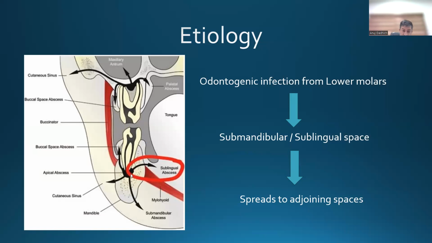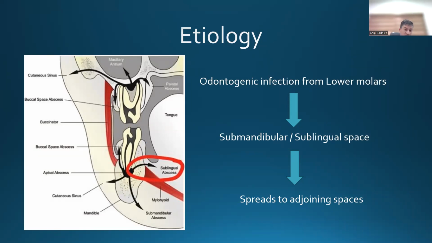And from this periapical area, if the disease perforates the lingual cortical plate superior to the attachment of mylohyoid muscle, see this red muscle, this is mylohyoid muscle, so when the disease perforates superior to the mylohyoid muscle, the disease spreads into the sublingual space.